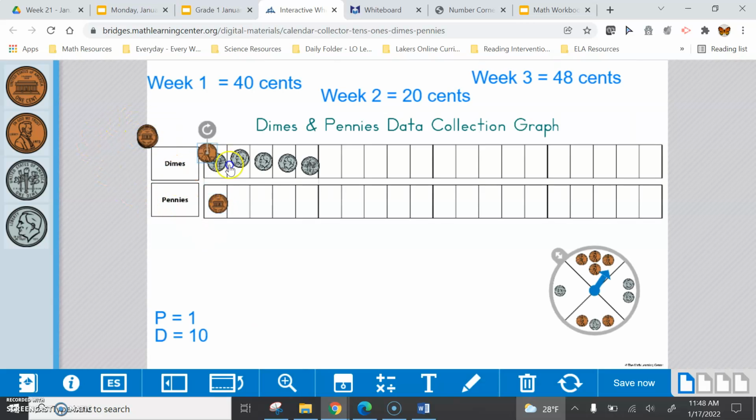1, 2, 3, 4. Wow, okay. Don't forget, tomorrow is Friday and we will count all of the money we've collected this week.